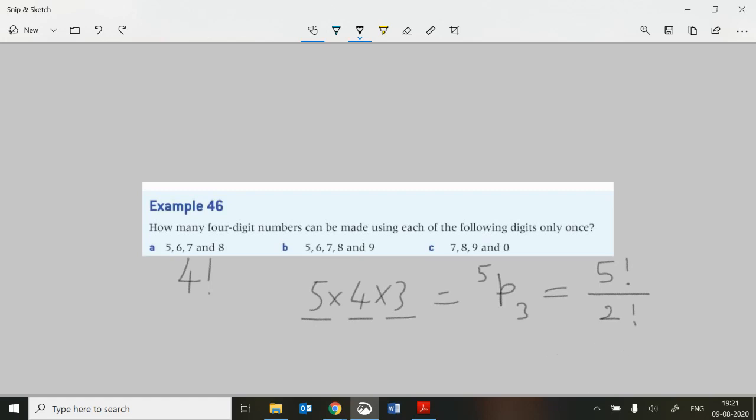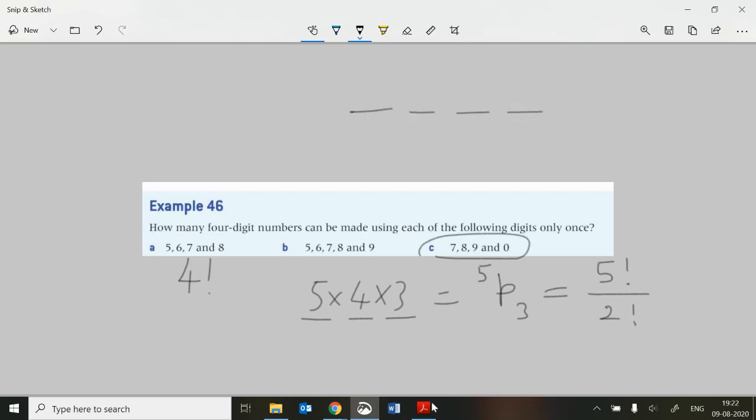So if we go on to the next one here, it says how many 4-digit numbers, let's remind ourselves of the question, how many 4-digit numbers can be made using each of the following digits only once? Okay, now we have an issue here because there's a 0 in there. And starting with a 0 doesn't make for a 4-digit number. It makes for a 3-digit number because the 0 will just be dropped off the front. So we can't put 0 in the front.